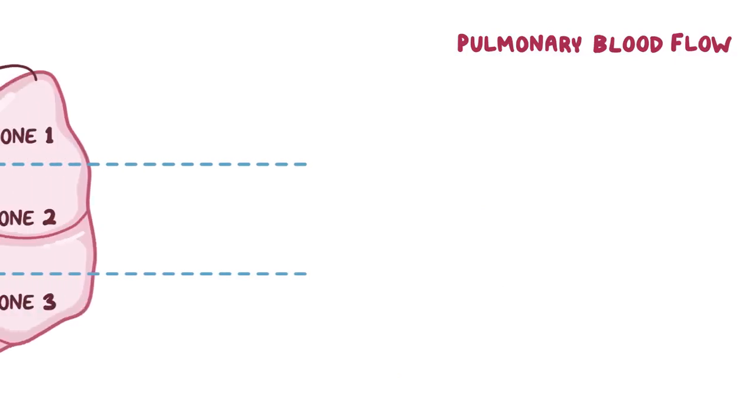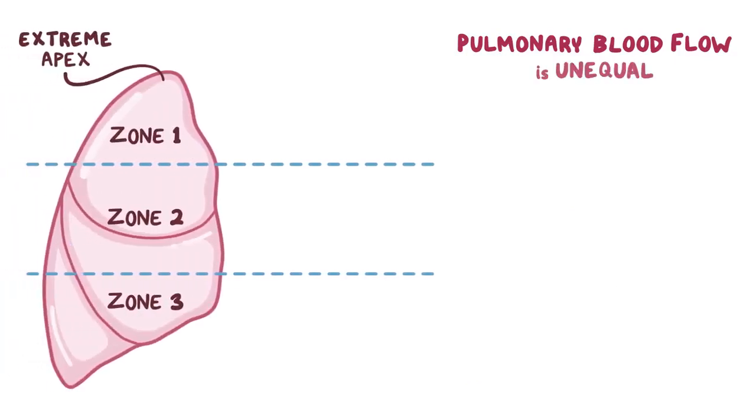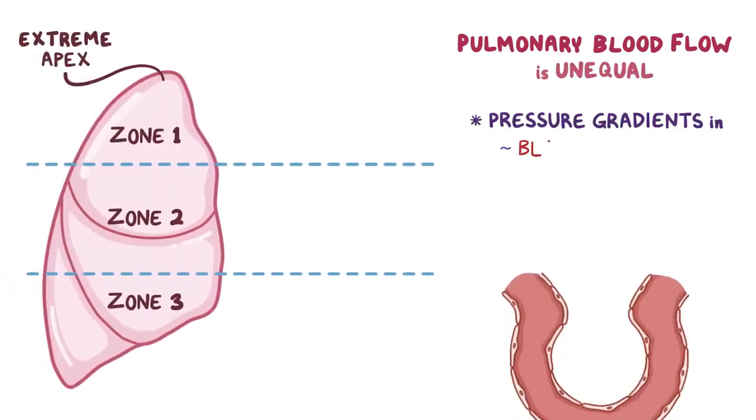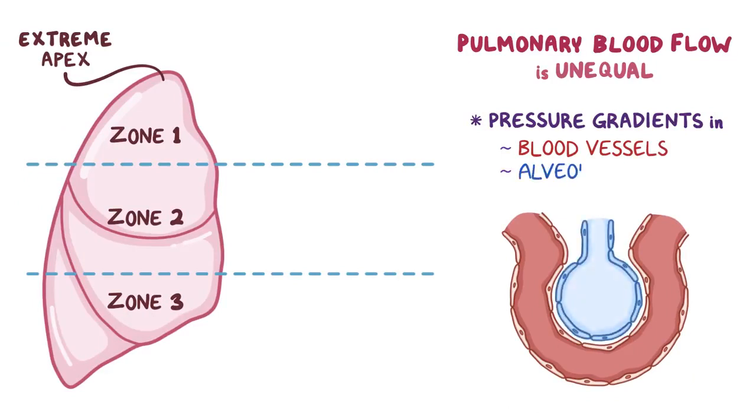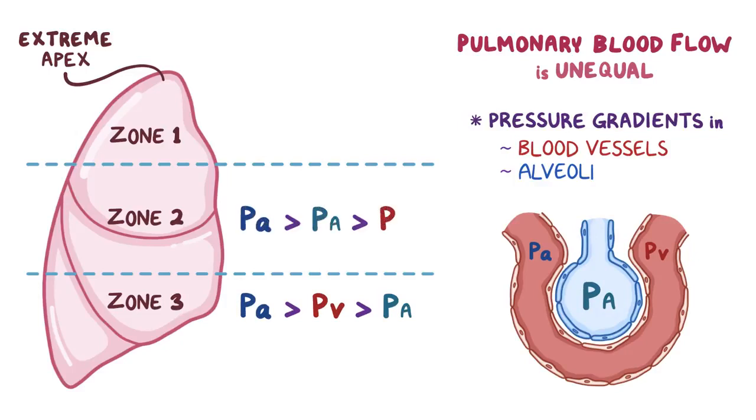Pulmonary blood flow through the 3 zones of the lungs is unequal, and it's driven by the effects of pressure gradients in blood vessels as well as the pressure within alveoli. In zone 3, in decreasing order, there's pressure in the arterioles, then pressure in the venules, and then pressure in alveoli. In zone 2, pressure in the arterioles, then pressure in alveoli, and then pressure in the venules. In zone 1, at the extreme apex, which normally doesn't happen under physiologic conditions, you have pressure in alveoli, then pressure in arterioles, then pressure in the venules.